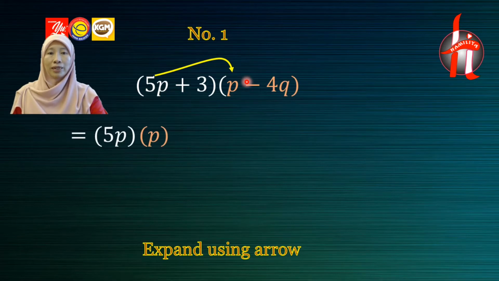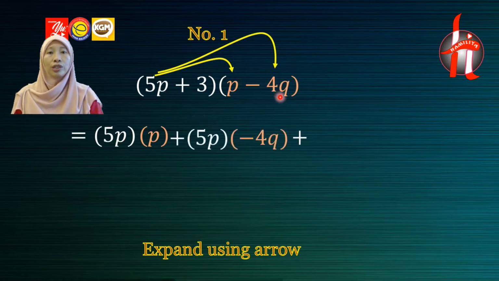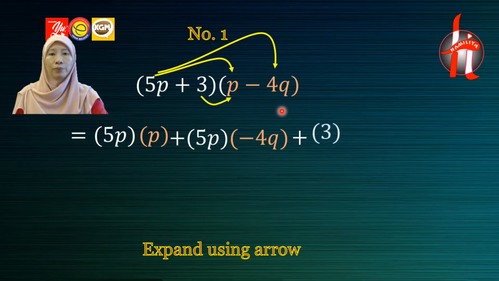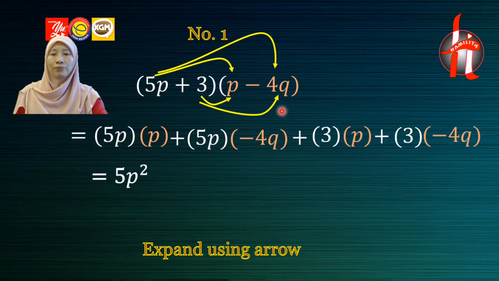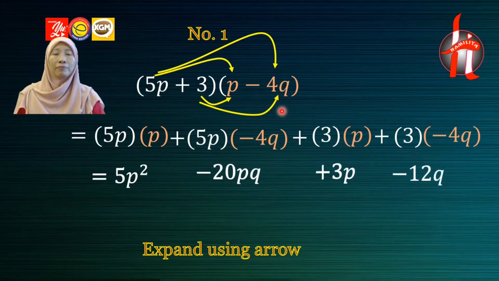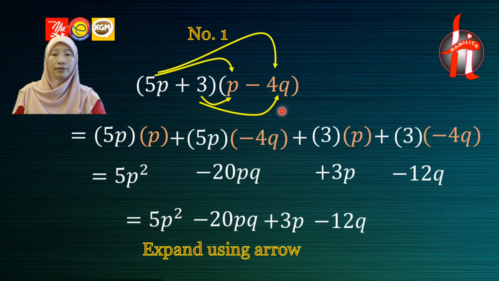So 5p multiply p, and then 5p must also multiply with 4q, and we take together with the sign in front of 4q. We multiply 3 with p, and we multiply also 3 with negative 4q. And then we simplify all this. 5p times p is 5p squared, and then negative 20pq plus 3p and minus 12q. Now since there is no like terms, we just rearrange them nicely and close with each other like that.